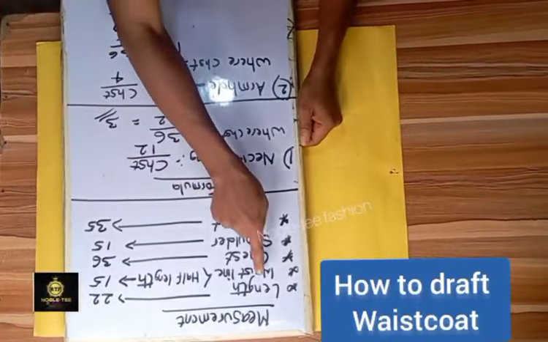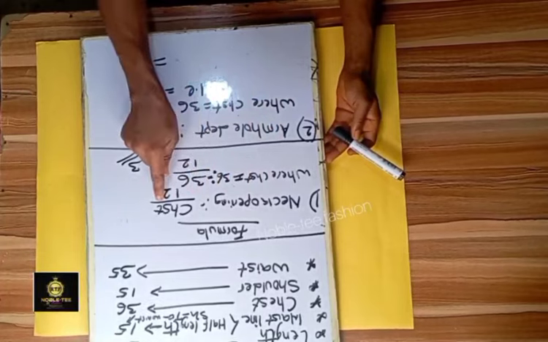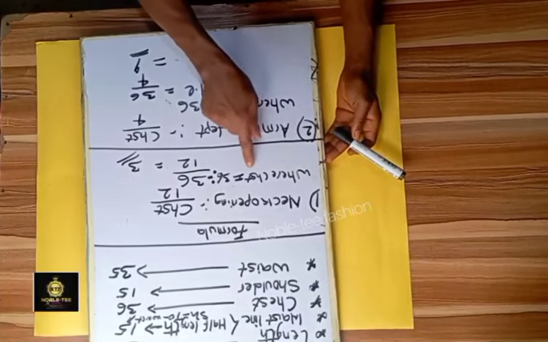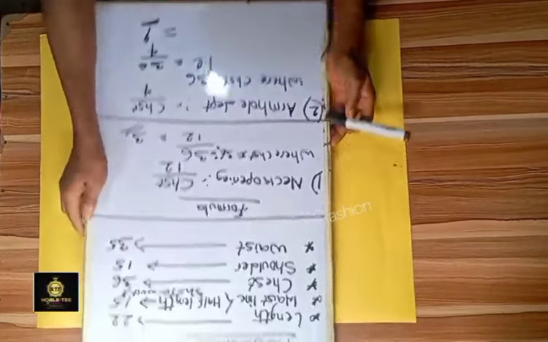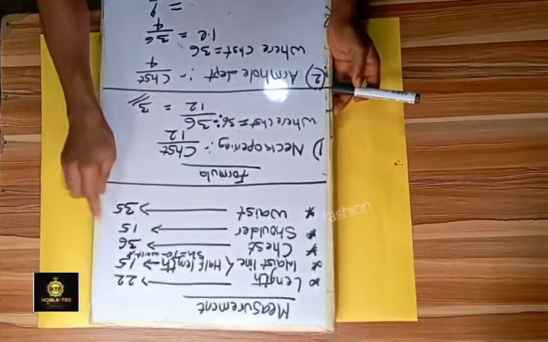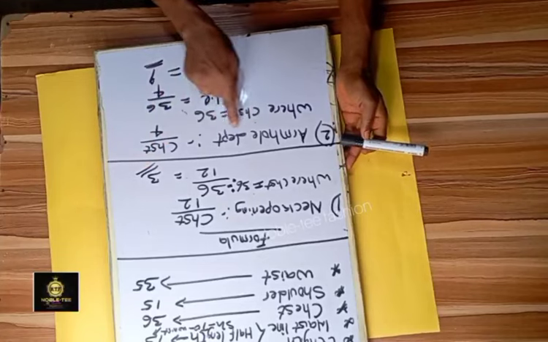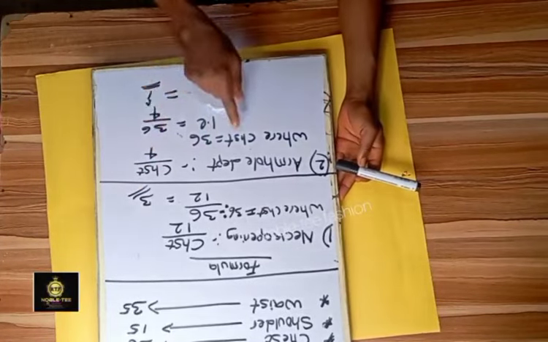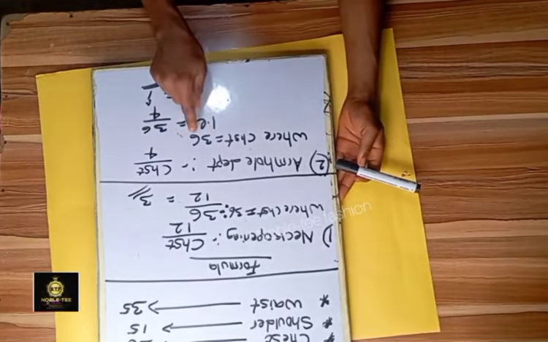Then the formula we need for this illustration is that the neck opening is chest divided by 12, while the chest is 36. So 36 divided by 12 gives me 3 inches. And the armhole depth is chest divided by 4. The chest is 36, so 36 divided by 4 is 9 inches. So that is the formula for drafting this waistcoat which we are doing.